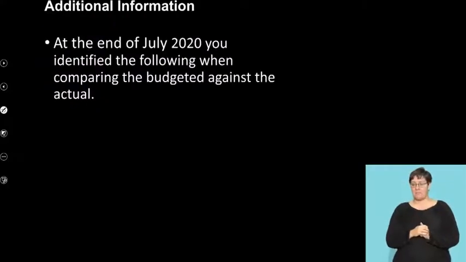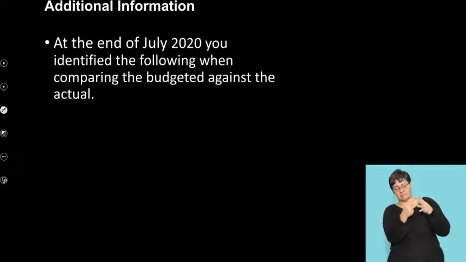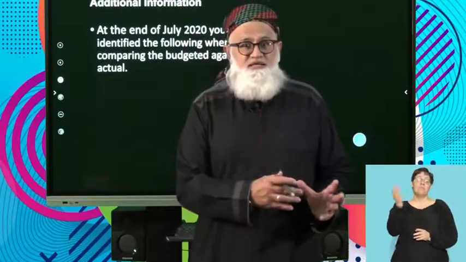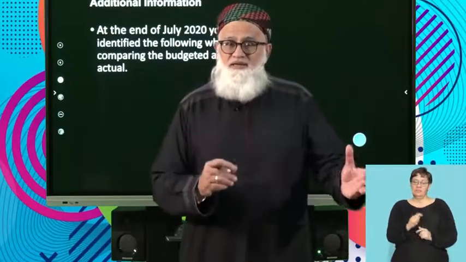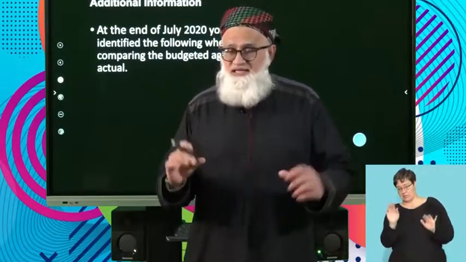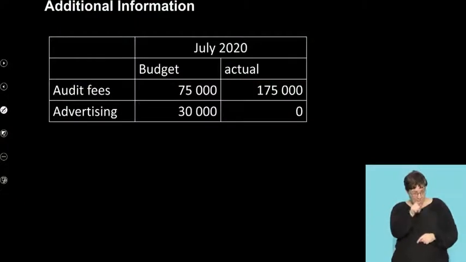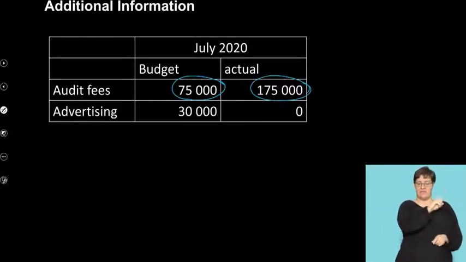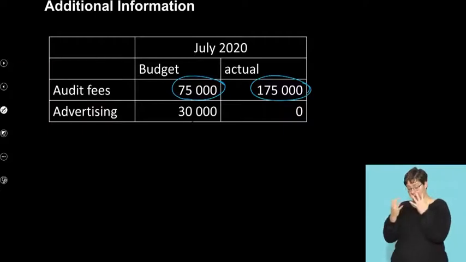Okay, next question. At the end of July 2020, you identified the following when comparing budgeted against the actual. Remember what we alluded to earlier in the lesson? We said actual and projected variance. Here goes. Your audit fee, you budgeted 75,000, but your actual was 175,000. Advertising, you budgeted 30,000, your actual was 0.